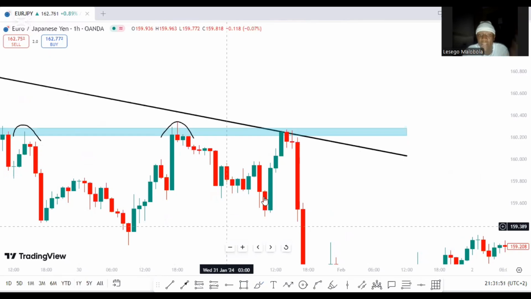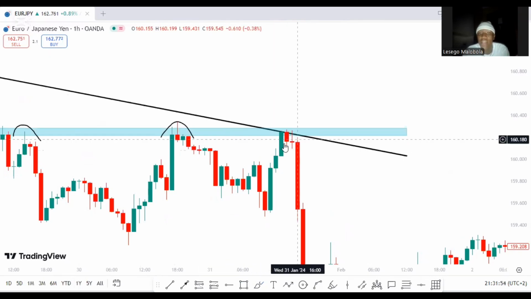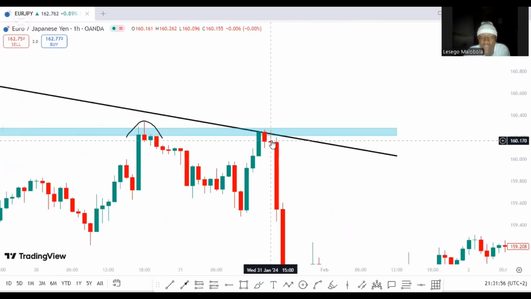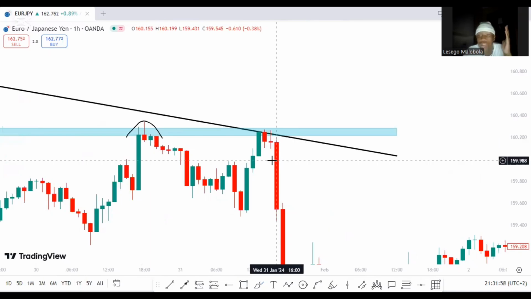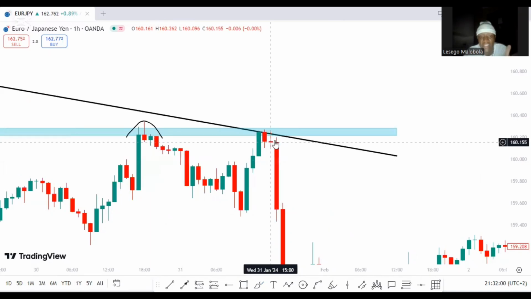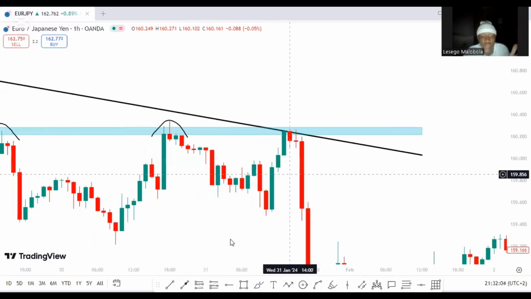You have to wait for another bearish candlestick to confirm your inside bar. As you can see, guys, we have a bearish candlestick. It doesn't matter how small it is, as long as it's bearish, as long as you see that the candlestick is bearish, guys, it's confirmed. That's when you can find your entries.